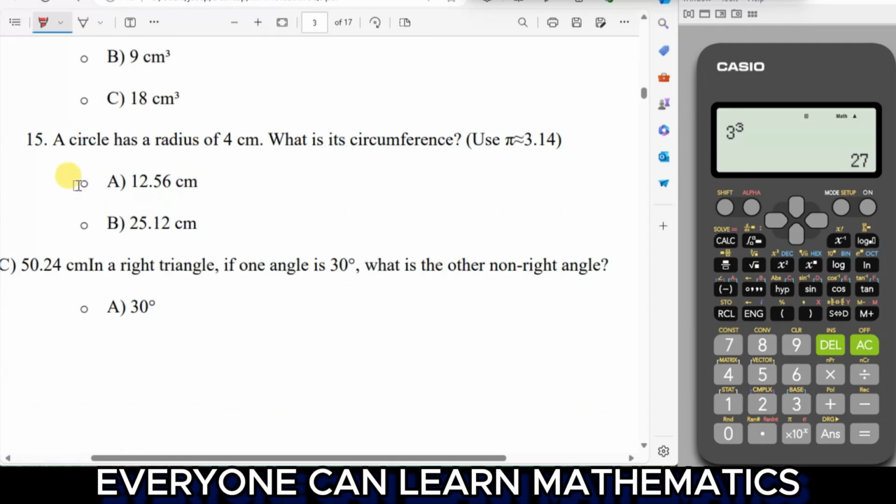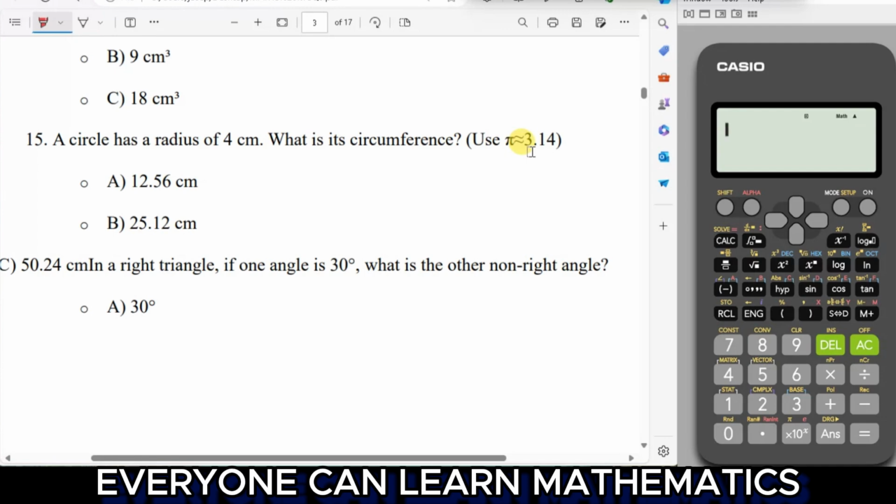Then you come to question 15. A circle has a radius of 4 centimeters. What is its circumference? So the radius is 4, and the formula for circumference is 2 pi r. The circumference of a circle is 2 pi r.